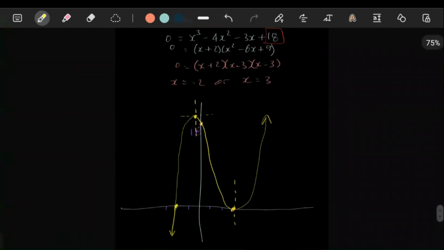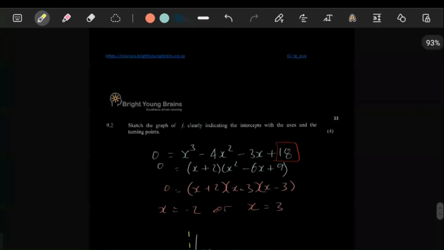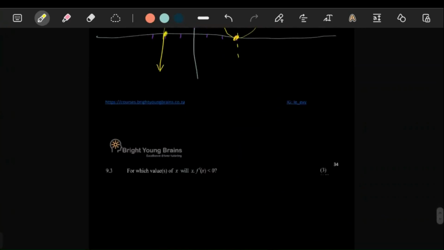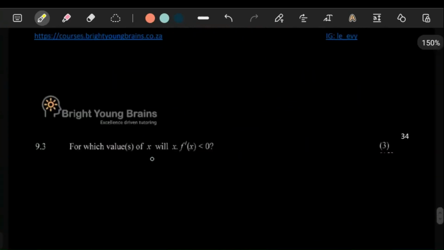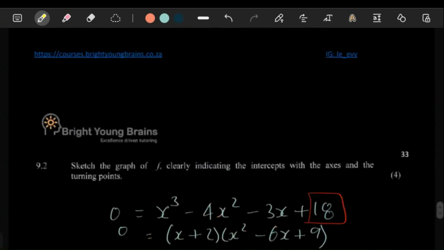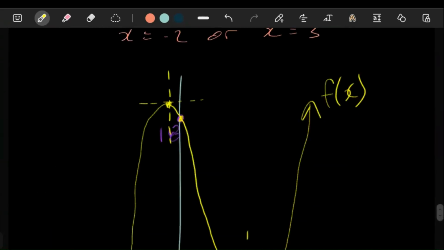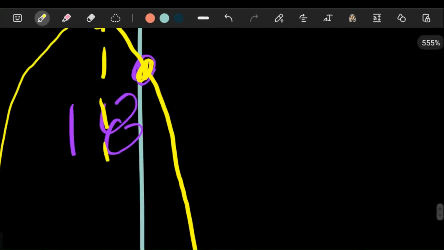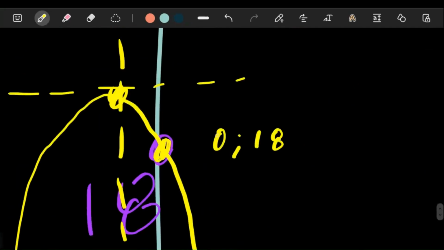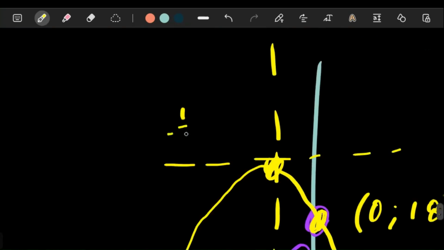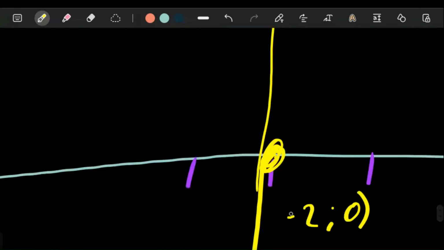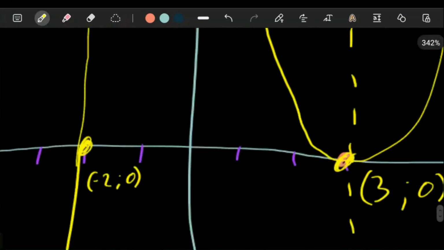So let's move on to the next question. This is the graph of f, so you can label it f of x like that. Let's move on to question 9.3. For which values of x, let's just make sure we have everything. They said indicate intercepts with the axes and the turning points. So let's give to Caesar what belongs to Caesar. 0 coordinate 18, and here negative a third, 500 over 27, and then here negative 20. There you go. This is 0.